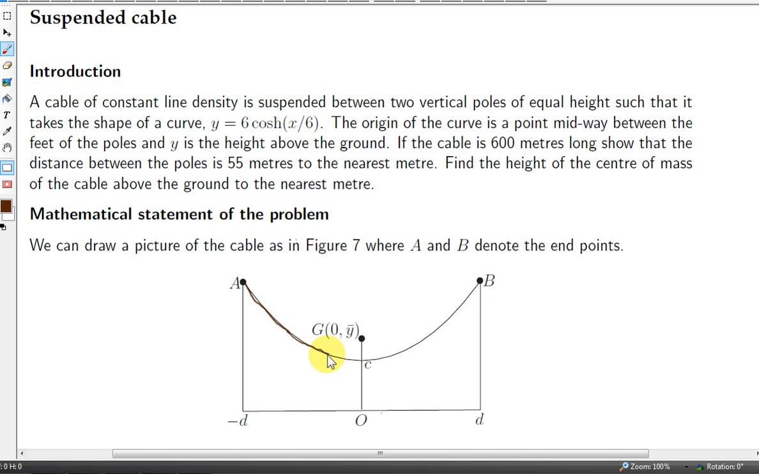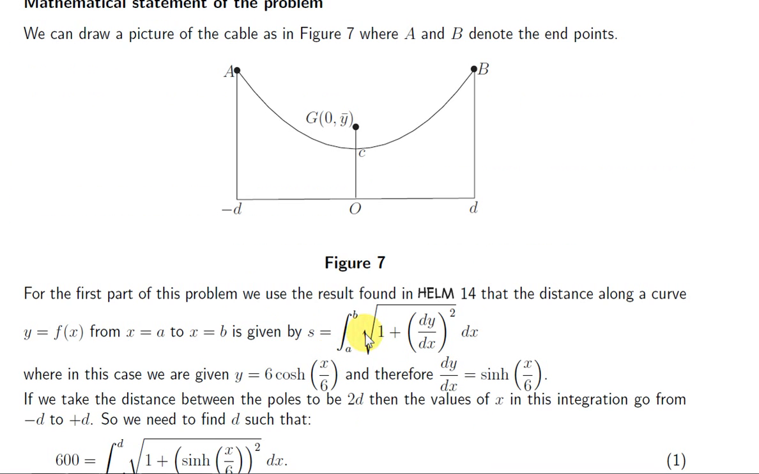So we're given the length of the cable. We're given that it's 600 meters long. We're also given the functional form of the curve of the cable. We want to get the distance between these 2 points. So in previous videos we saw that the length of a curve is given by this formula here, where we're integrating from a to b with respect to x. So here we're integrating from minus d to d.